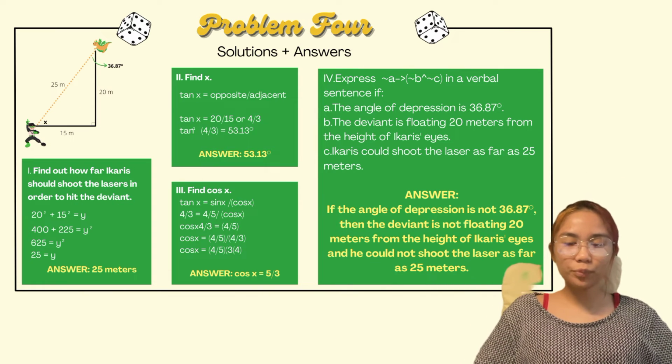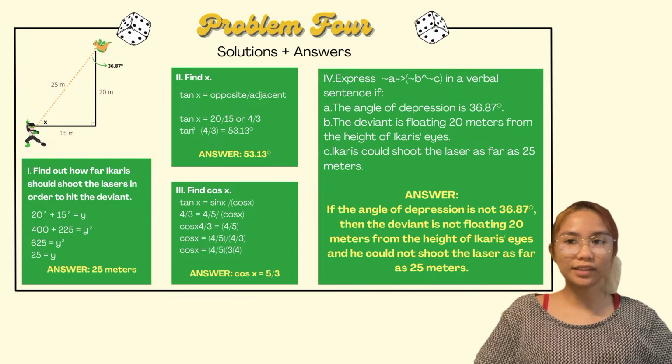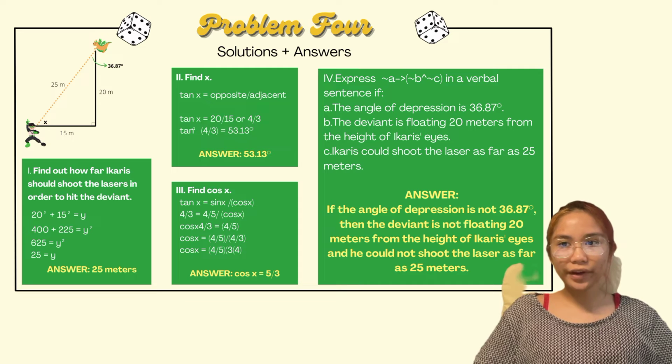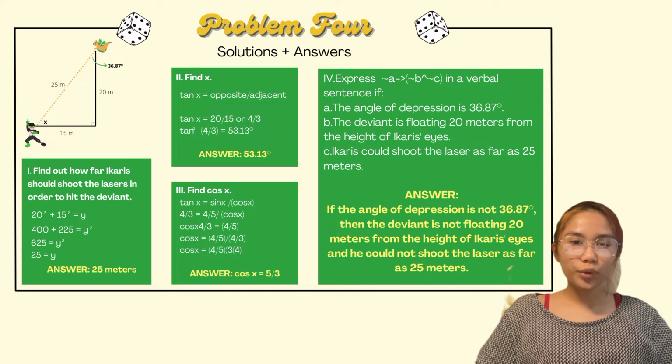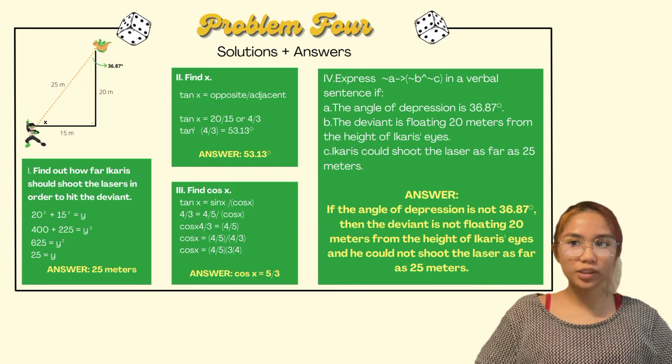Now to solve for them, here we have another diagram representing the problem. For the first one, find out how far Icarus should shoot the lasers in order to hit the deviant. We need to find the hypotenuse. So since we are given 20 meters and 15 meters as two of the sides, we can just use the Pythagorean theorem, which is 20 squared plus 15 squared is equal to y squared.